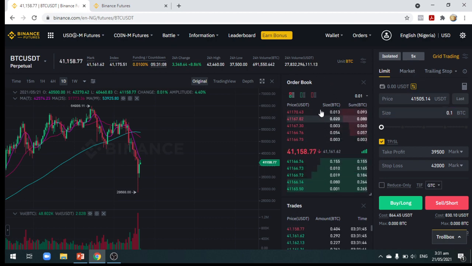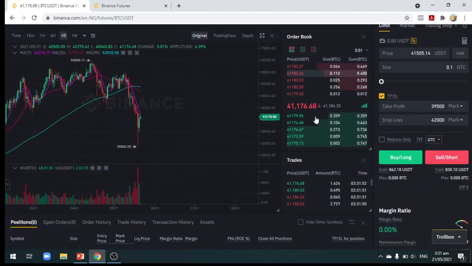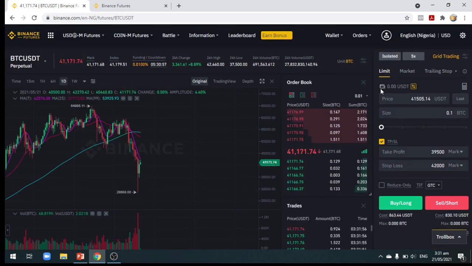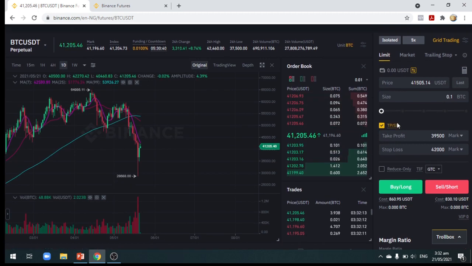Of course, if you watched my previous video on spot trading, you know about the order book and all that. So basically, this is how to trade on Binance Futures. And you can also do this on your mobile application. You don't need to have a laptop before you can trade Binance Futures. So everything I explained here, you can find in your Binance application.